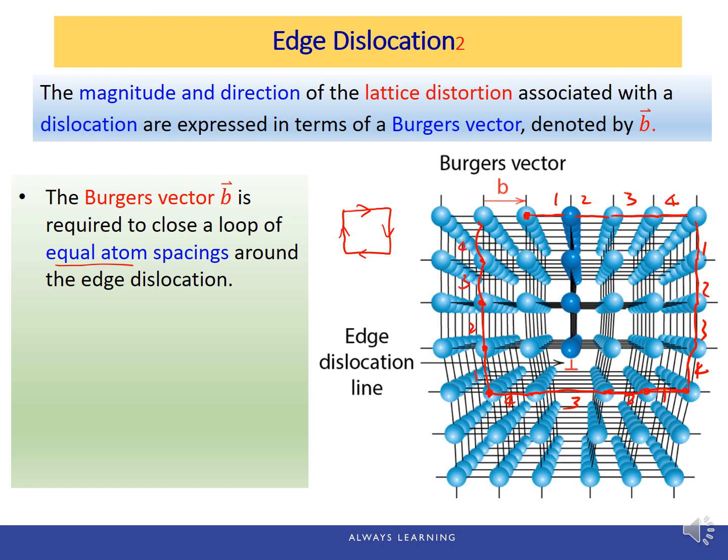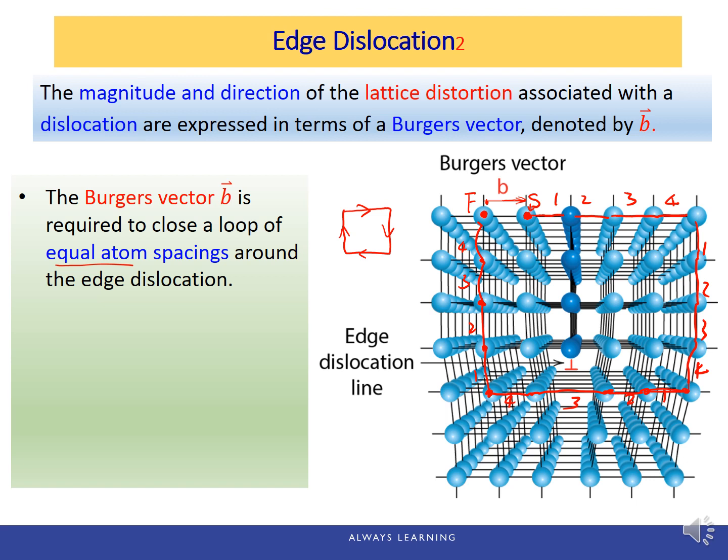Now you can see because of the edge dislocation, this loop is not closed if we take equal atom spacings around it. And this Burgers vector is used to close this loop. So if we call this point the start and this the finish, the Burgers vector is when we connect the finish to the start.